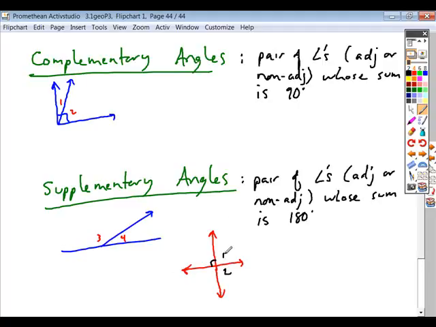Oops, let's go 5, 6, 7. Okay. So are angles 5 and 8 supplementary angles? Yes. Are they a linear pair? Yeah, so 5 and 8 fit both of those. What about 5 and 7? Are those supplementary angles? Yeah, they add up to 180, but are they a linear pair? No. So it's possible sometimes, but not always.